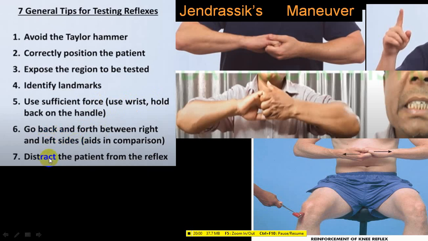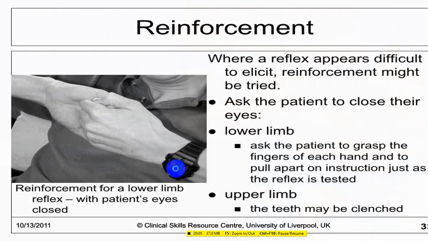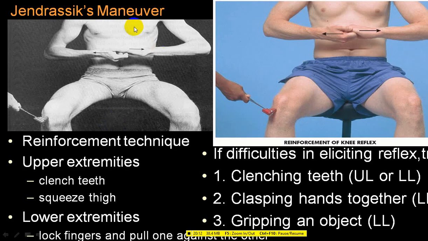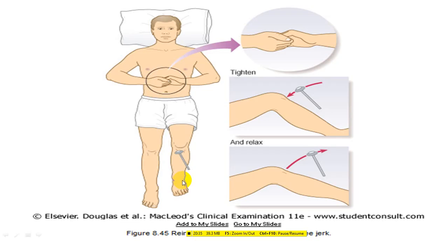And while eliciting the reflex, always distract the patient from the reflexes so that you are able to elicit properly. So reinforcement can be done by gripping, by this method. This is reinforcement. If you want to remember the name, Jendrassik maneuver. So in the upper extremity, clenching of the teeth, squeezing the thigh, and in the lower extremity, locking the fingers and pulling against each other. So these are the techniques which you can utilize for reinforcement.